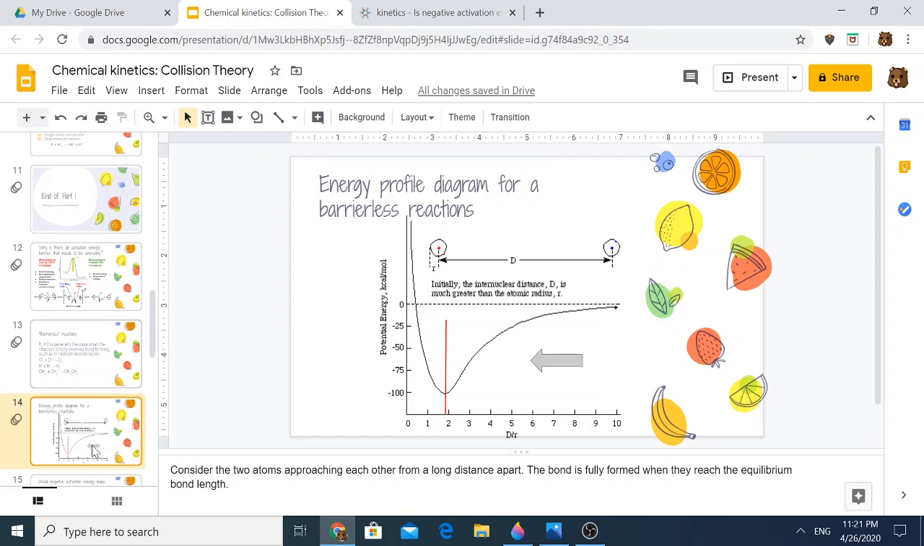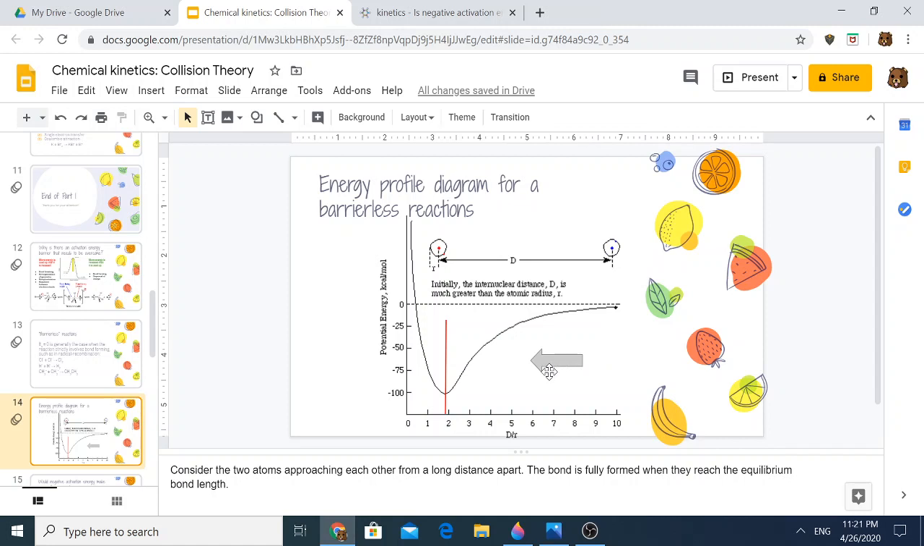If you want to take a look at the potential energy changes during such a barrierless reaction, I have a diagram for you here. And I think this is one which you should have seen in the topic of chemical bonding. It shows the potential energy varying as a function of the internuclear distance between the two atoms as they approach each other from a very large separation, in the direction of the arrow pointing here, towards the equilibrium bond length.